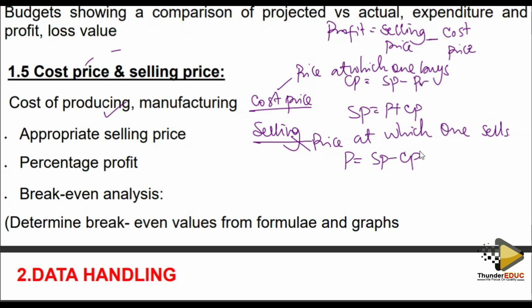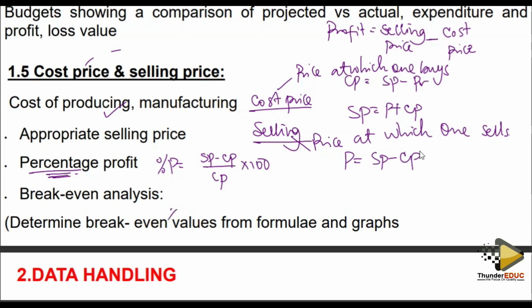Then the percentage profit: profit as a percentage will always be selling price minus the cost price, divided by the cost price, multiplied by 100. The reason why we multiply by 100 is that we are looking for a percentage.